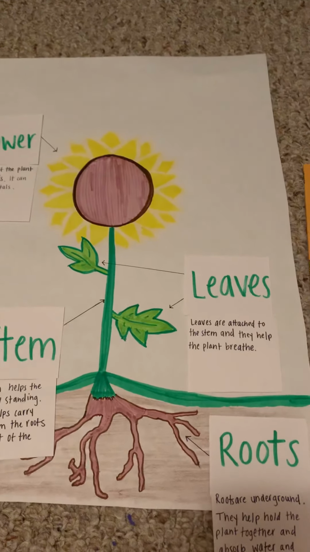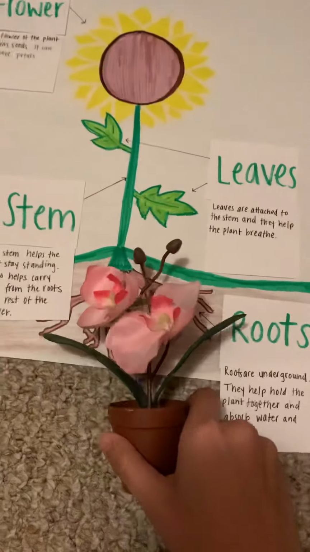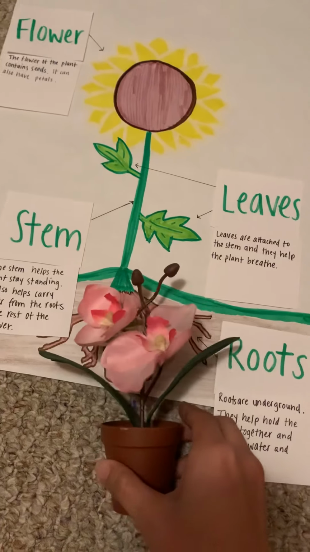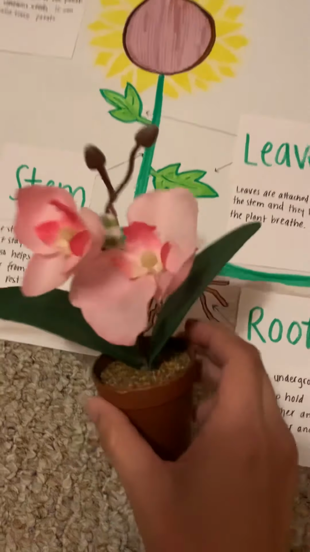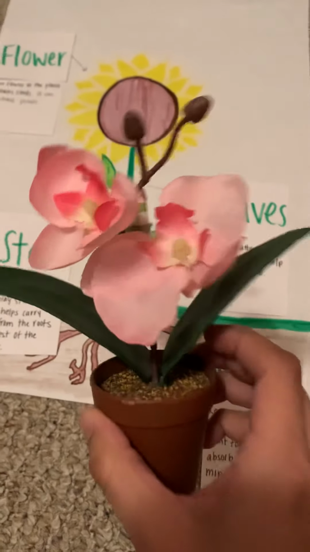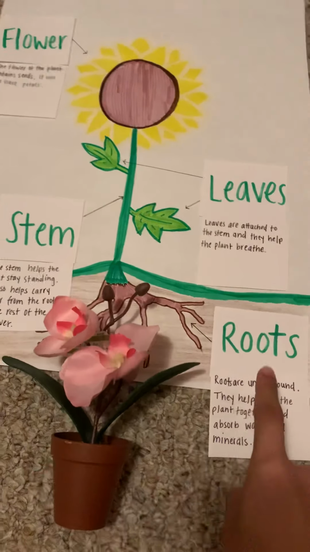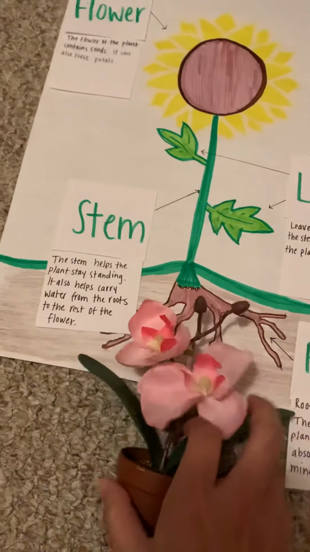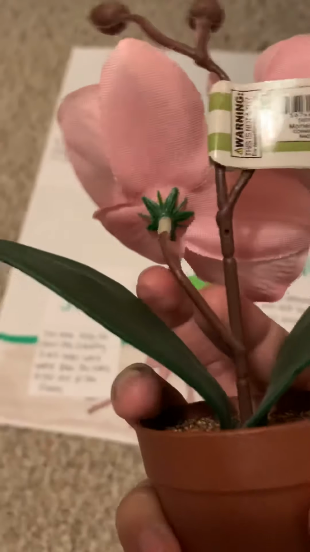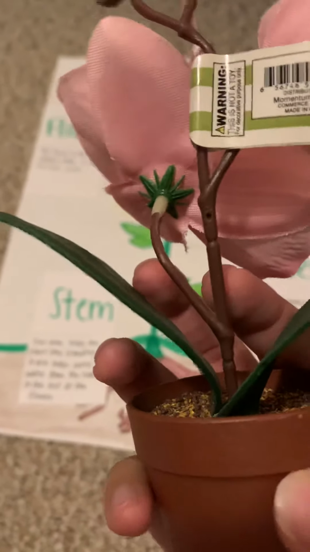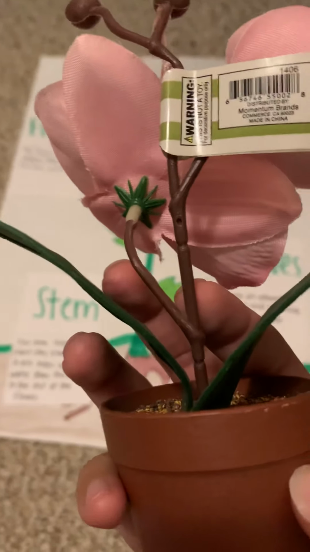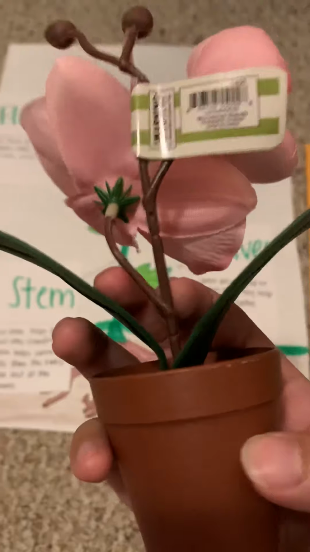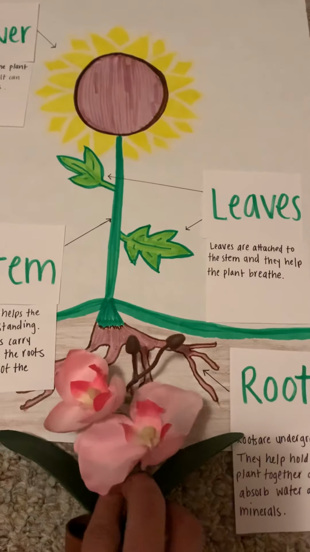And here I have an example of my plant, and it's fake, but I'm going to show you the different parts. So down here in the pot would be the roots, right? Because they are underground. The stem would be this brown part here. The color of stems can be different for different plants. So this one's brown. I drew mine yellow, but they can be different.